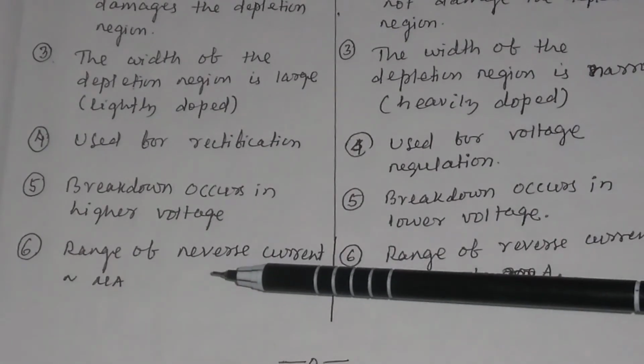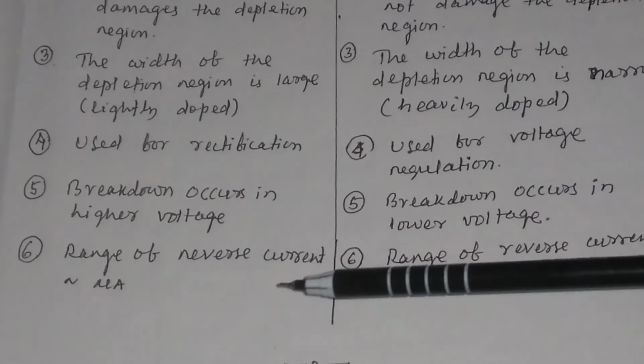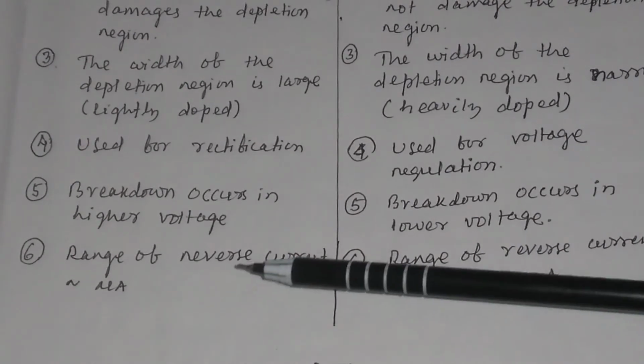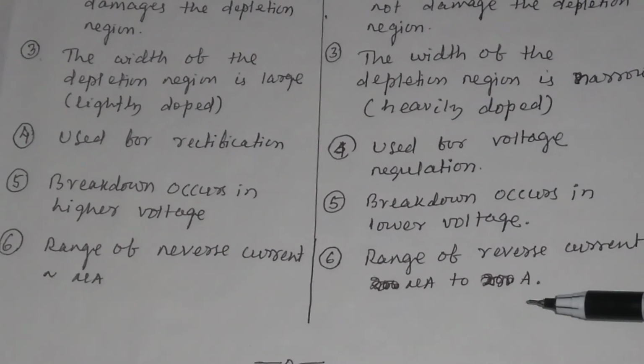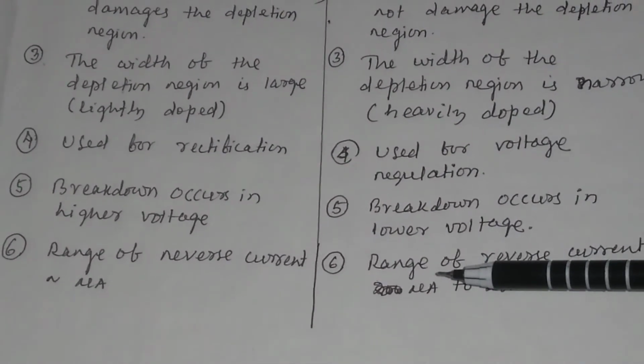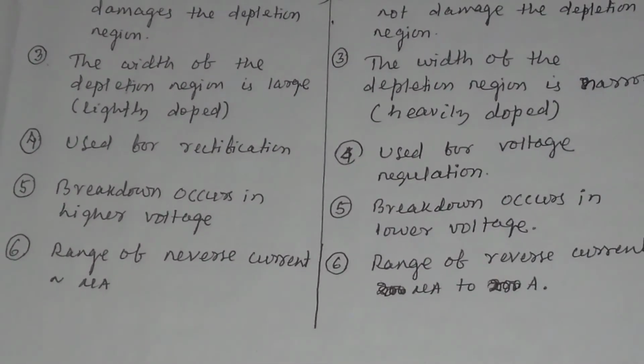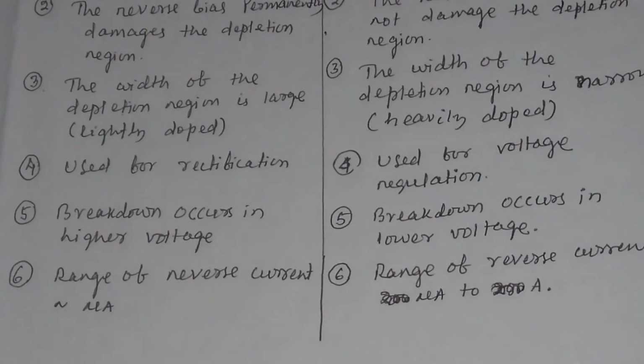And in a PN junction diode, the reverse current is of the order of microampere, and in the case of a Zener diode, the range of the reverse current is of the order of microampere to ampere. So this is a brief idea about the special purpose diode, that is, the Zener diode.